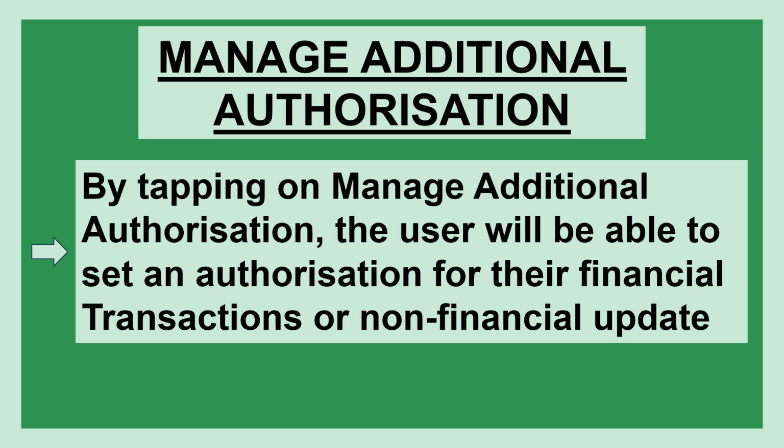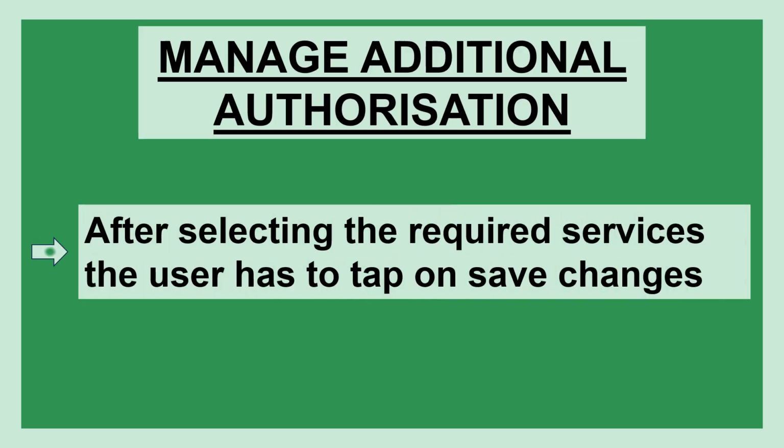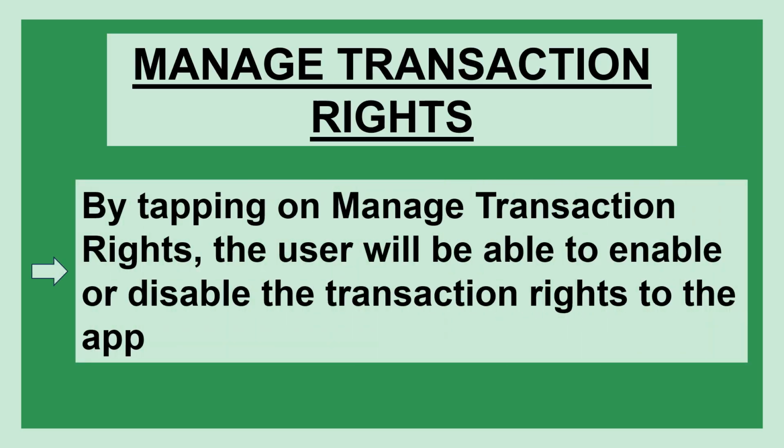Manage additional authorization. By tapping on Manage additional authorization, the user will be able to set an authorization for their financial transactions or non-financial update. After selecting the required services, the user has to tap on Save Changes. Manage transaction rights. By tapping on Manage transaction rights, the user will be able to enable or disable the transaction rights to the app.